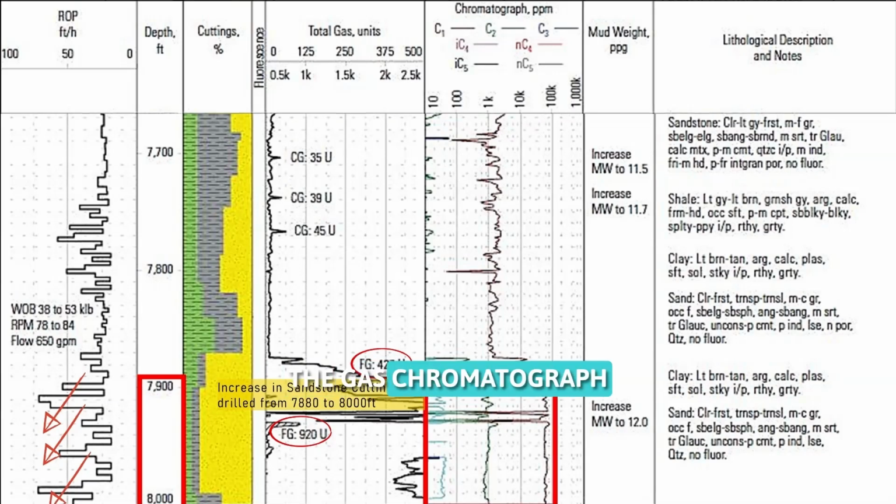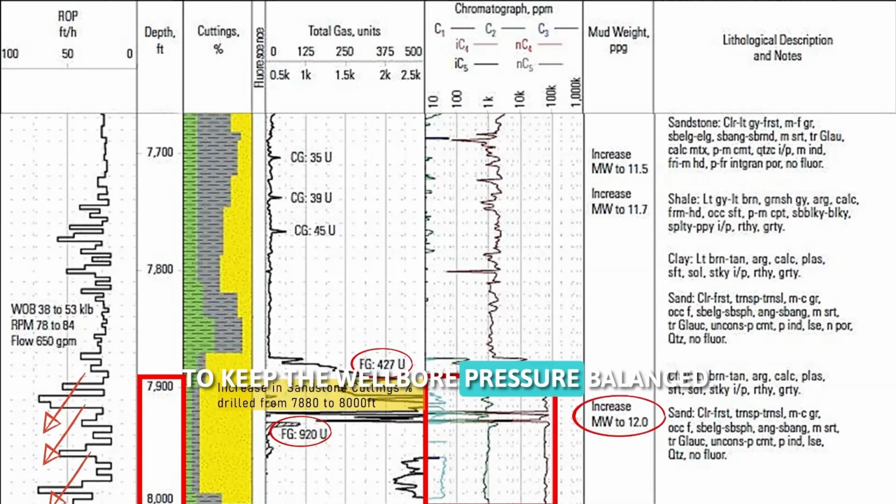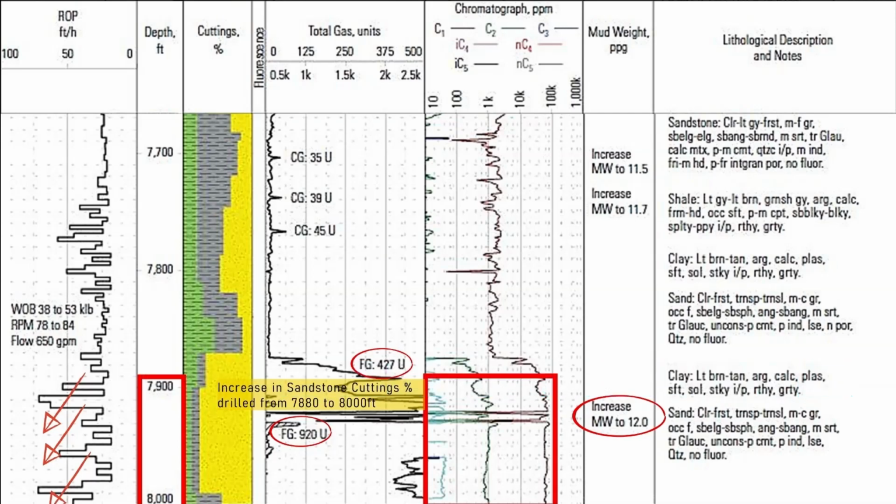The gas chromatograph reading indicated that the formation gas that entered at this drilling interval is mainly composed of ethane, propane, and butane. To keep the wellbore pressure balanced, the drilling crew decided to increase the mud weight to 12.7 ppg.